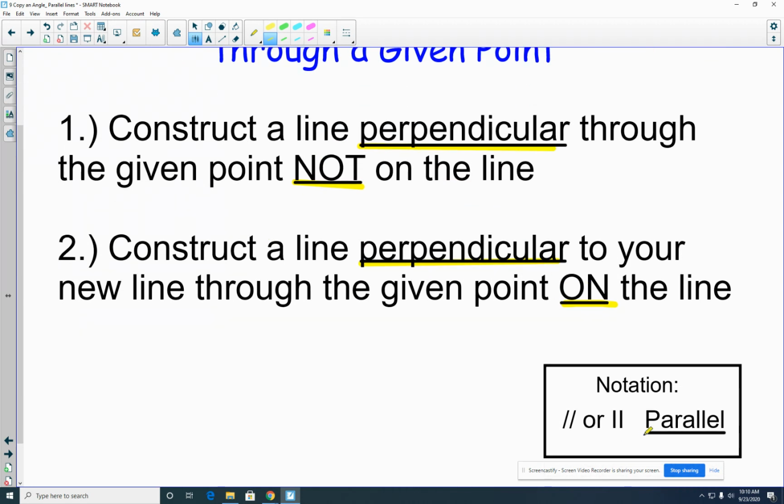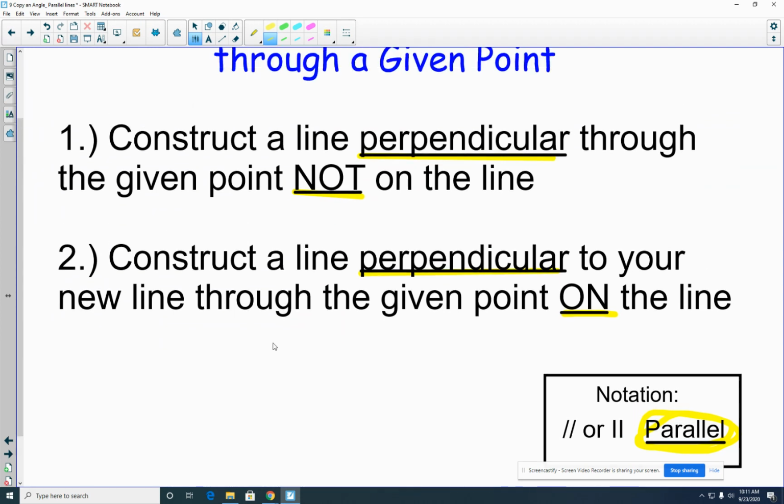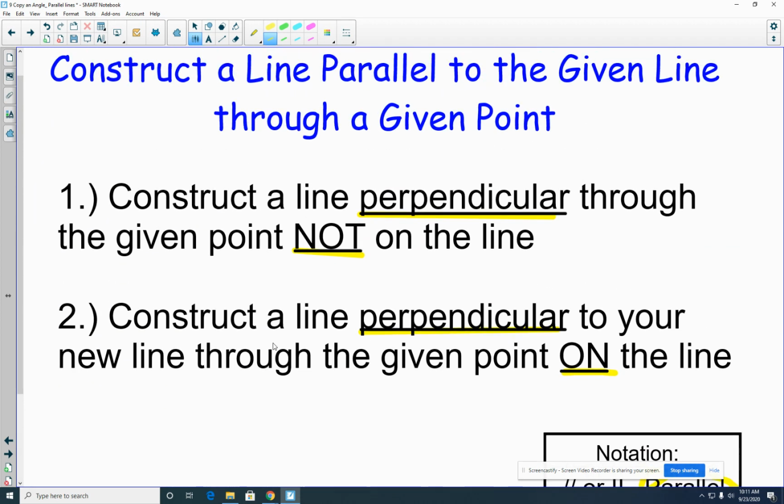In the end, our lines were parallel. So 2 lines perpendicular to the same line wind up being parallel. The notation for parallel over here, those little slanty lines, or even sometimes you'll see them straight up and down. Okay, remember this is a video, so you can stop, rewind, pause, use this video however you need to. If you'd like, you can rewind back and rewatch how I just did this now given these 2 steps.